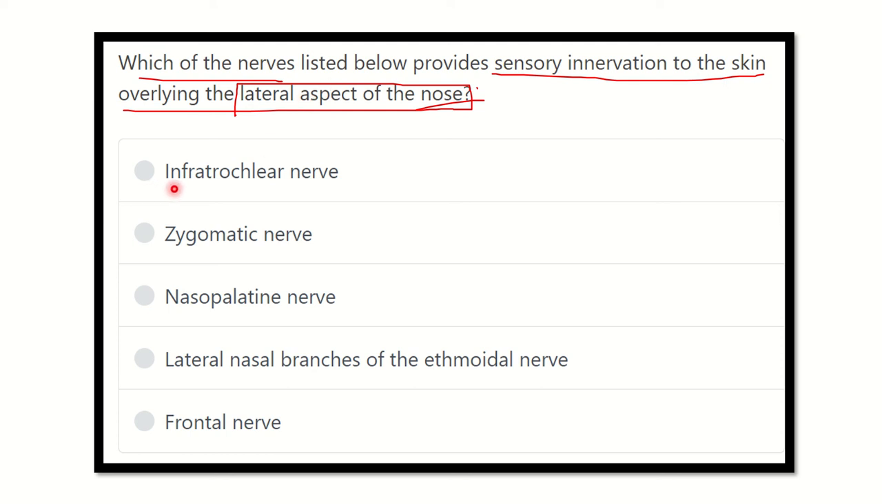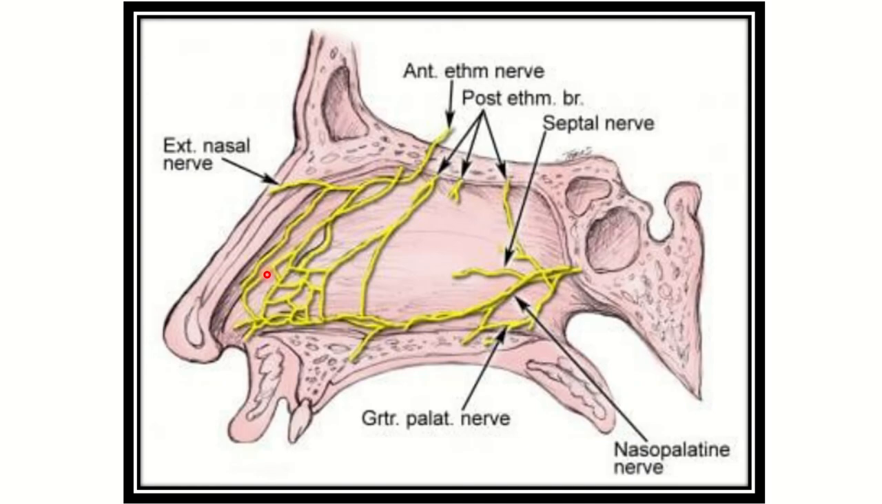So here are the options: infratrochlear nerve, zygomatic nerve, nasopalatine nerve, lateral nasal branch of the ethmoidal nerve, and frontal nerve. We have to find out one option to answer the question. Here you can see this is the nose, and this is the cross section of the nose, half of the nasal cavity, and we can see different nerves present here.